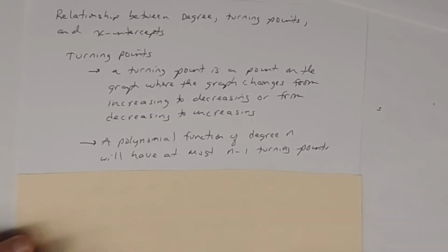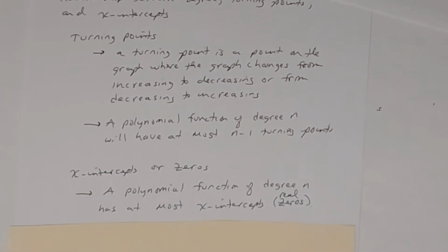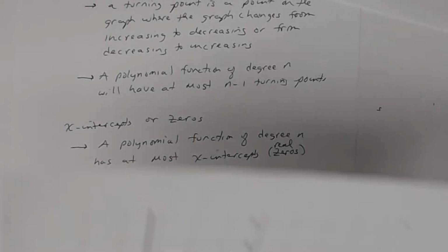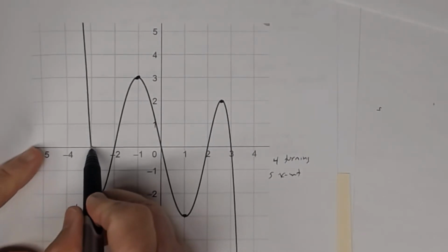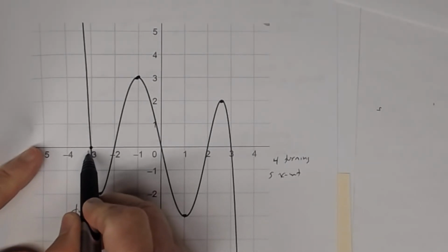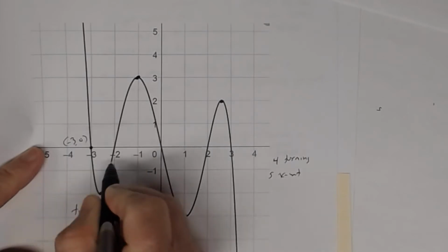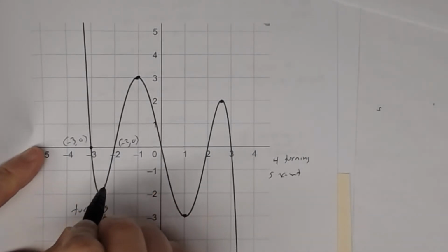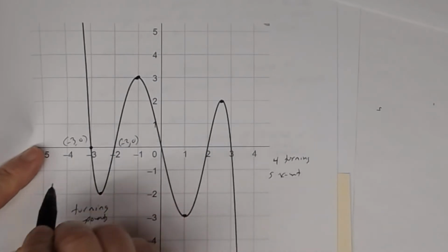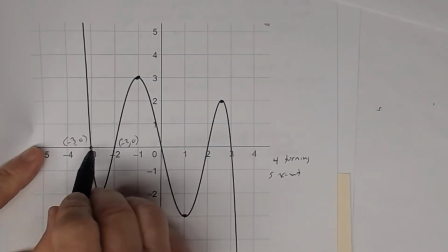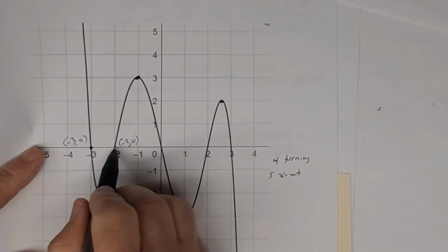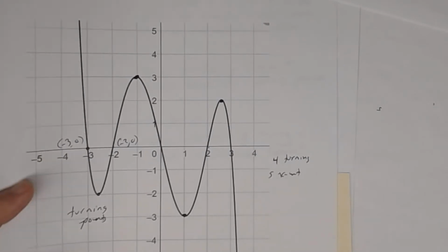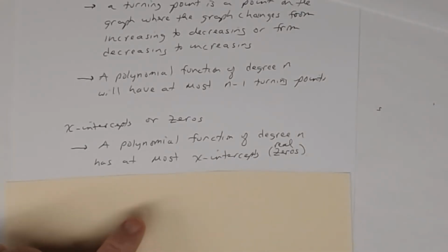For the x-intercepts, sometimes we call them zeros. Now, let me remind you why sometimes we call the x-intercepts zeros. Because if you look at the x-intercept here, what's my y-value? My y-value is 0, right? If you look at this x-intercept here, my y-value is 0. So they're called zeros because that's where the function is equal to 0. So my function is equal to 0 when x is negative 3, negative 2, 0, 2, and 3. So that's why they call them zeros.